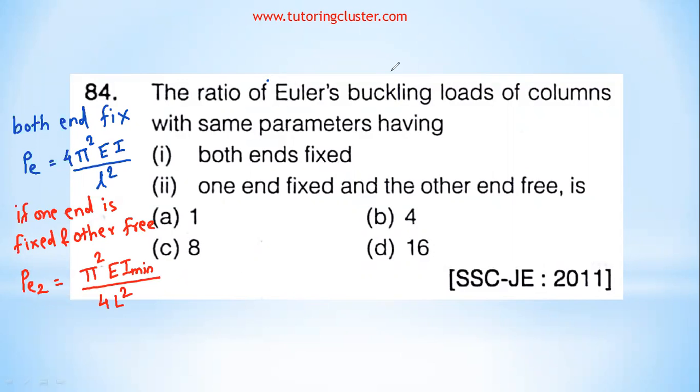So they have asked you the ratio. So PE1 to that of PE2, if you take the ratio, what will you get? You will get 16, that is 4 into 4. Other terms, pi square EI, L square, will get cancelled out. 4 into 4, it will be 16.